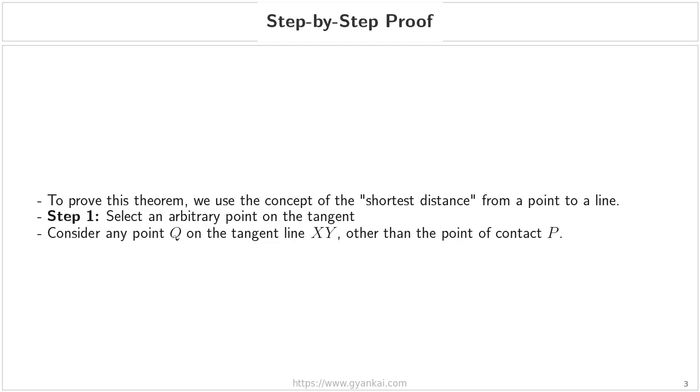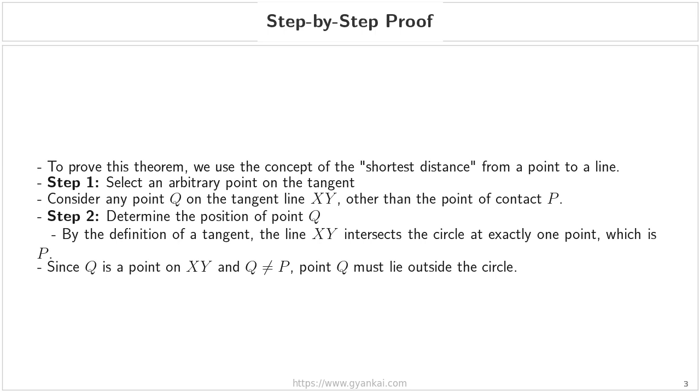Step 1. First, we need to pick a point to test. We'll select an arbitrary point on our tangent line. Let's call this point Q. Now, it's important that this point Q is any point on the line XY except for our original point of contact, P.